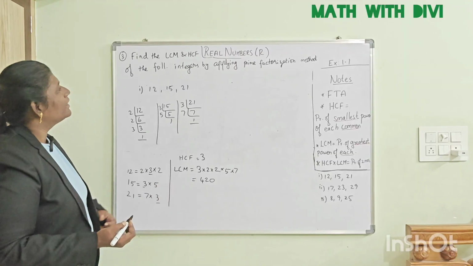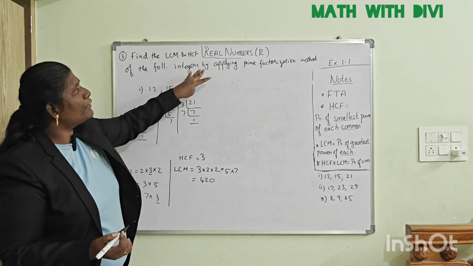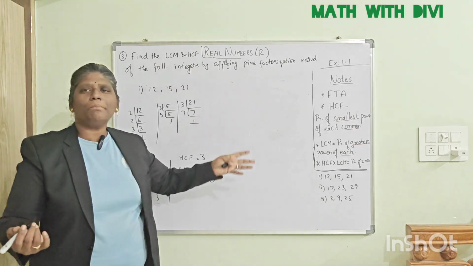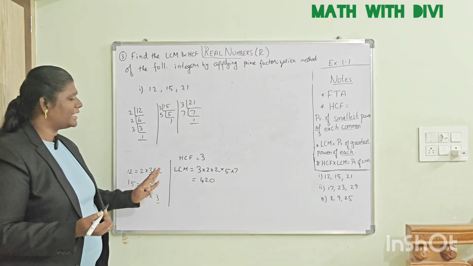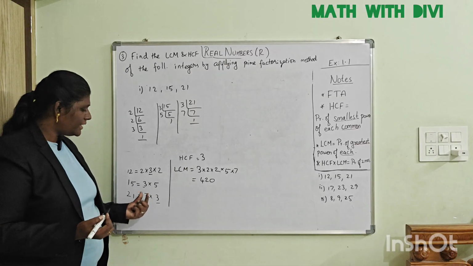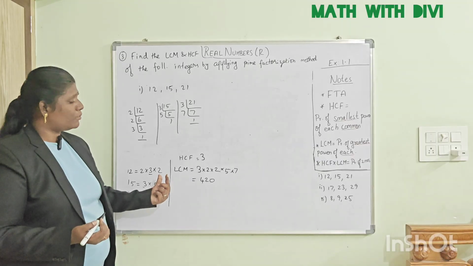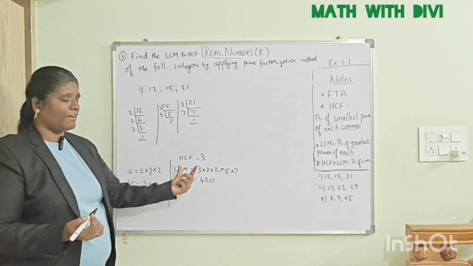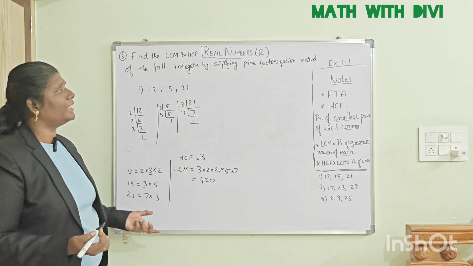That's it. To find the HCF and LCM of the following integers by applying the prime factorization method, first we have to prime factorize them, and then find the common factors for all the three numbers. That is the HCF, and the LCM is the product of the factors involved in those numbers.